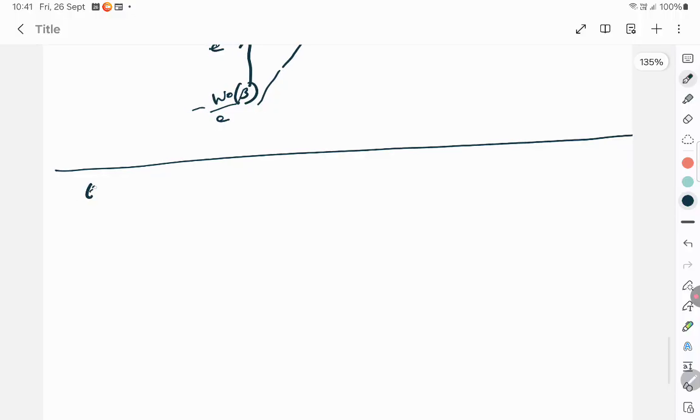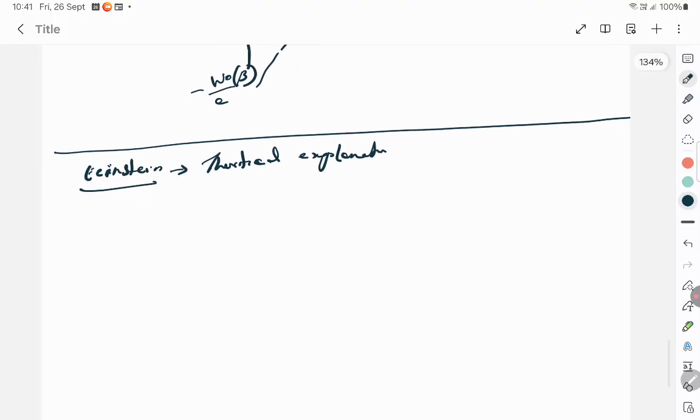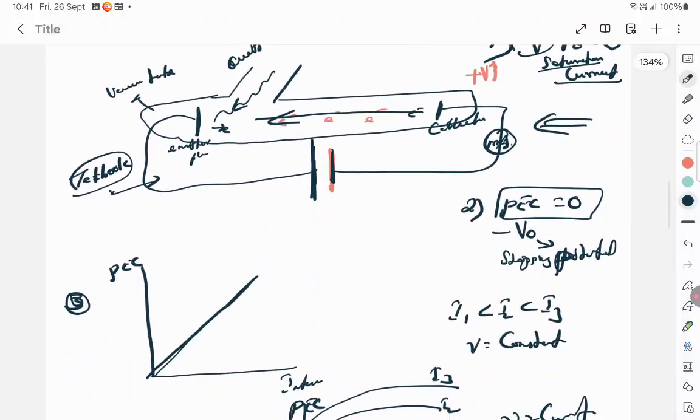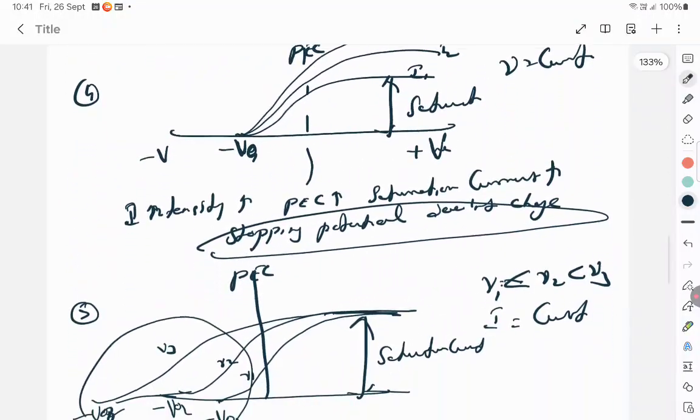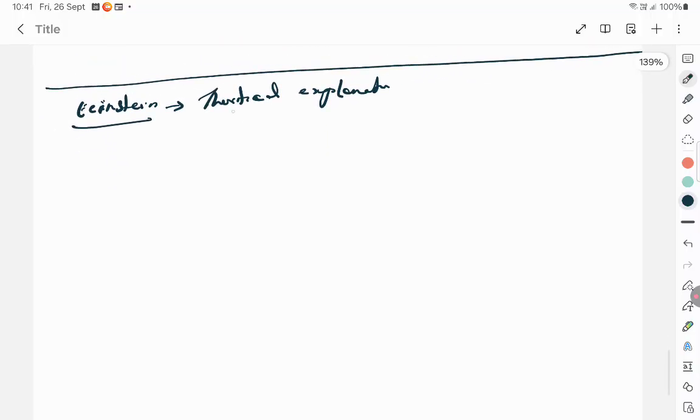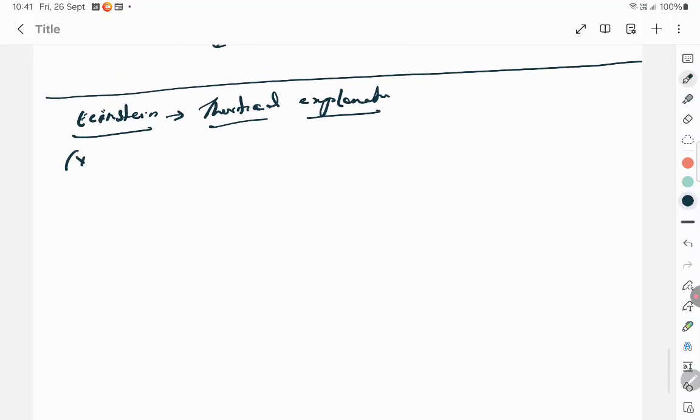Now Einstein is trying to give a theoretical explanation for these graphs. He looks at these graphs and says, why do an experiment with a vacuum tube? It's not even necessary. I will explain the outcome of these graphs by means of theory, by using Planck's quantum theory.